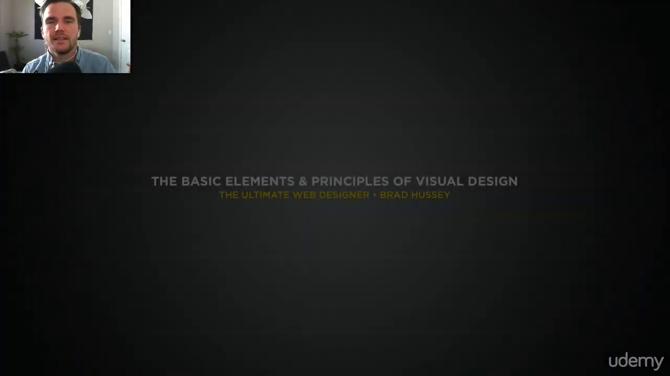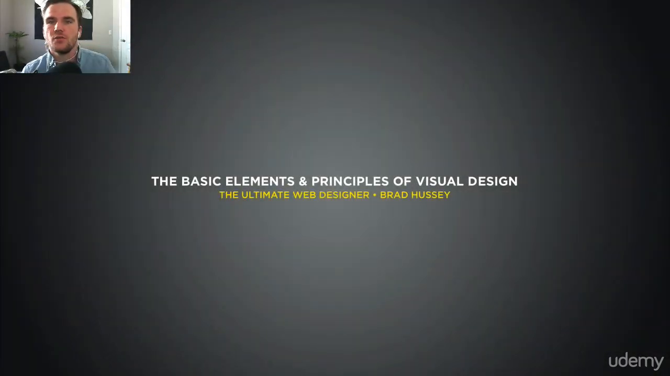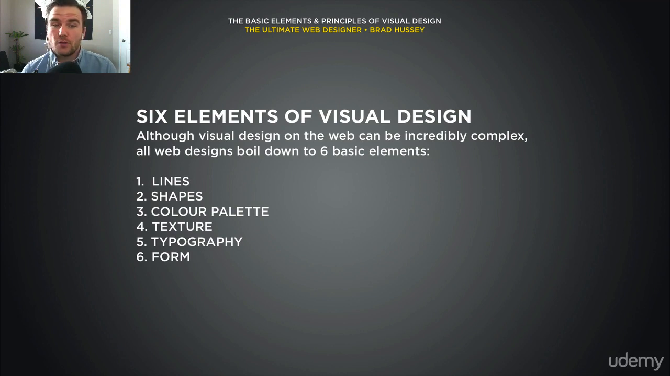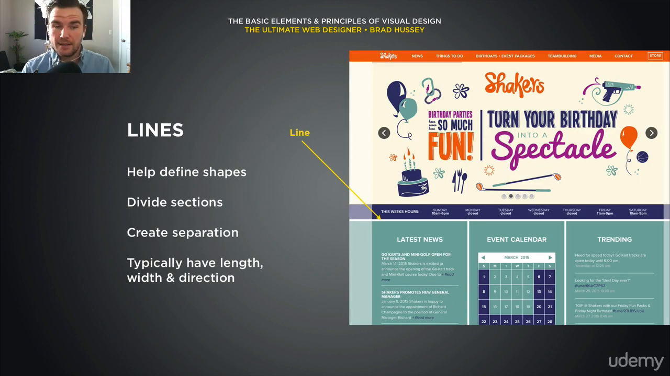Alright, here we are with the basic elements and principles of visual design. Although visual design on the web can be incredibly complex, all web designs boil down to 6 basic elements: lines, shapes, color palette, texture, typography, and form. Lines help define shapes. They divide sections, they create separation, and they typically have length, width, and direction.